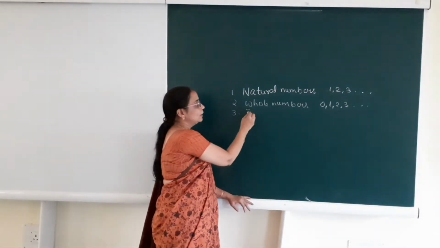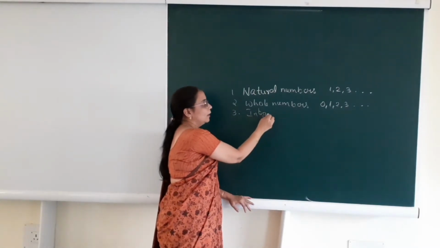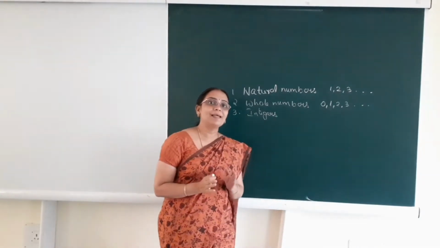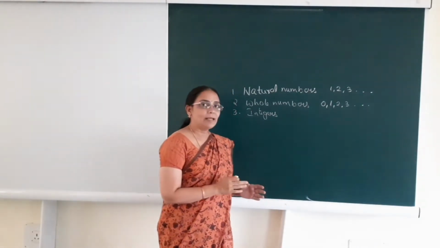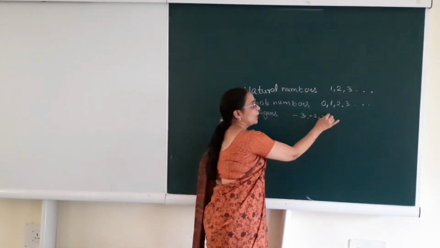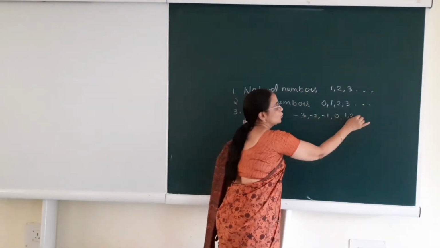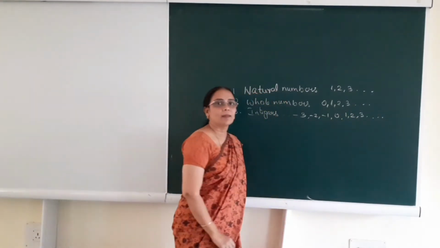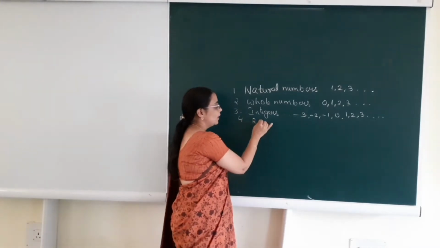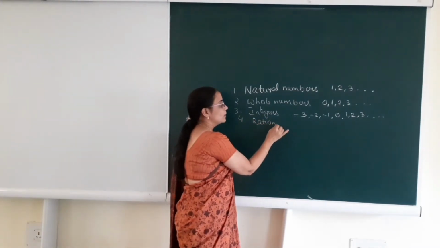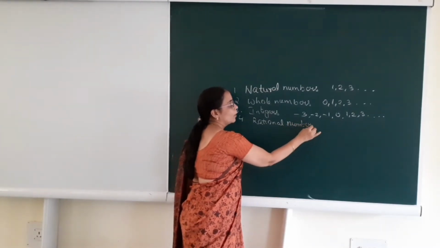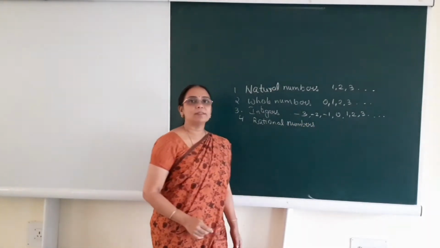Then we studied a new system, integers, where the numbers have signs like minus. We have -3, -2, -1, 0, 1, 2, 3 and so on. Then again, in the next class, we upgraded to one more number system known as rational numbers. What are rational numbers?